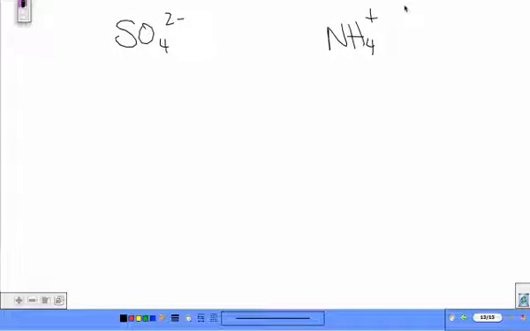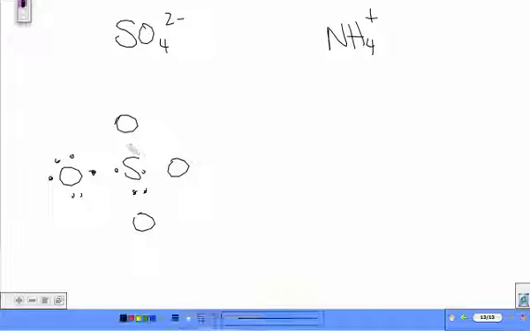So SO4, what does that 2 minus mean? Add 2 electrons, and it can be anywhere. So let's draw SO4 here. Sulfur has 6 valence electrons. Now this oxygen also has 6. But since there's already 2 electrons from sulfur, this actually creates a bond here. Let's fill in on the outside first.